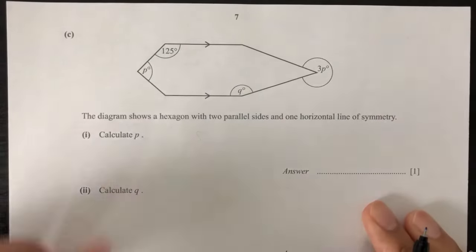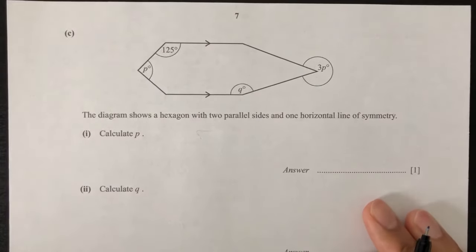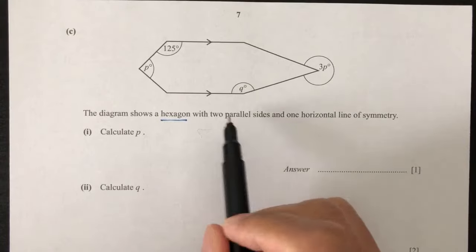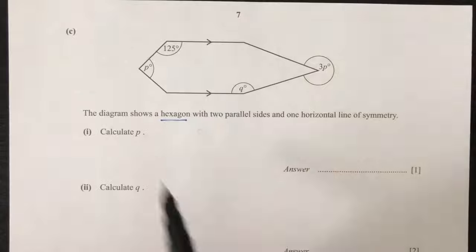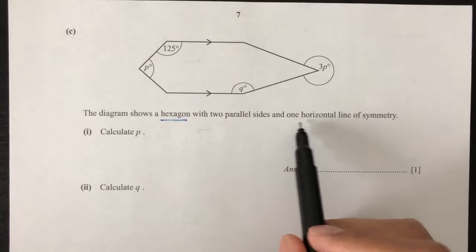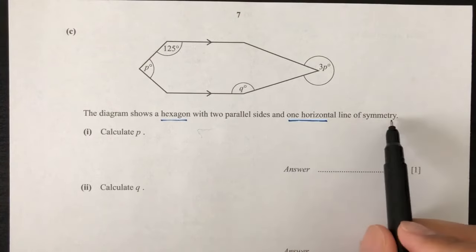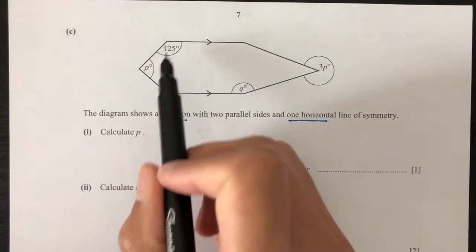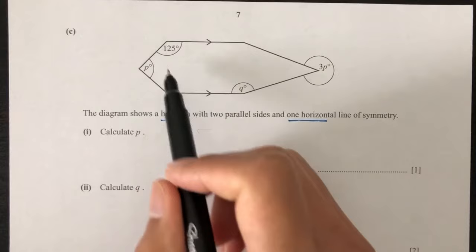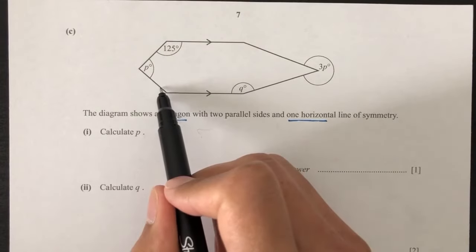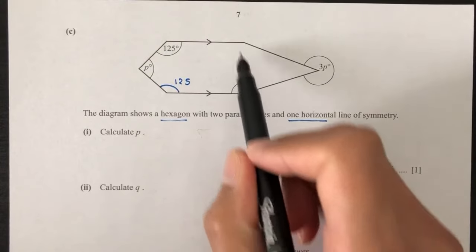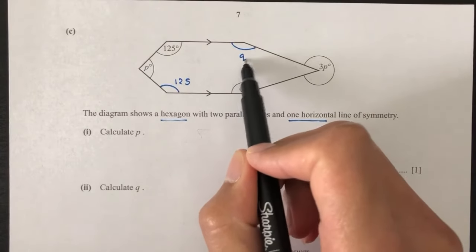So now moving on to part C, it says the diagram shows a hexagon with two parallel sides. So this and this side are in the same direction, and one horizontal line of symmetry. So the line of symmetry is here. It means that the angle above is equal to the angle below. So this is also 125.